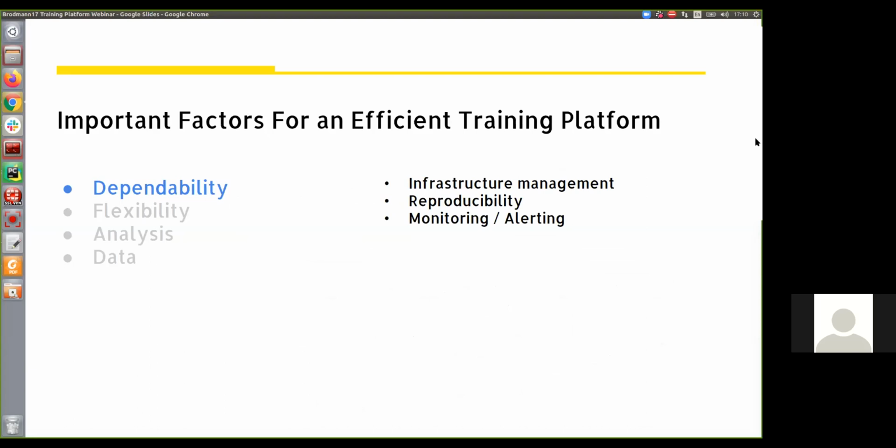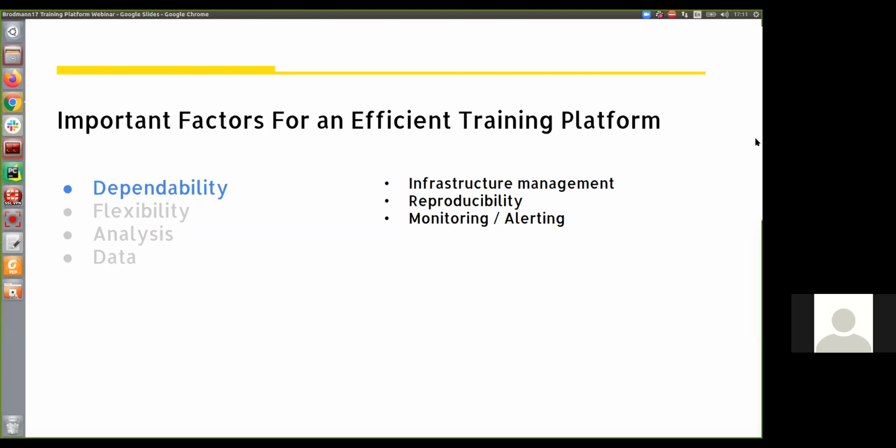The first point is dependability. It must manage the infrastructure with little to no manual oversight. We're talking about setting up servers, tearing them down when finished, restarting when things go wrong, network issues, logging. These are all tasks that, if researchers have to do them themselves, take away from the time they spend on what is important.